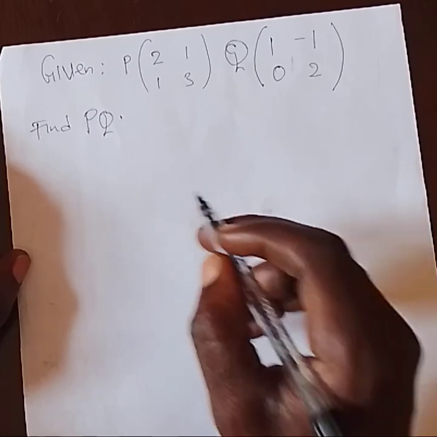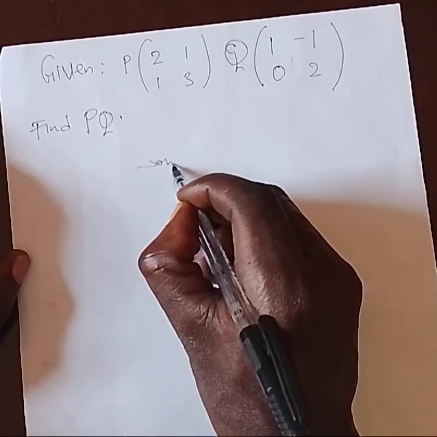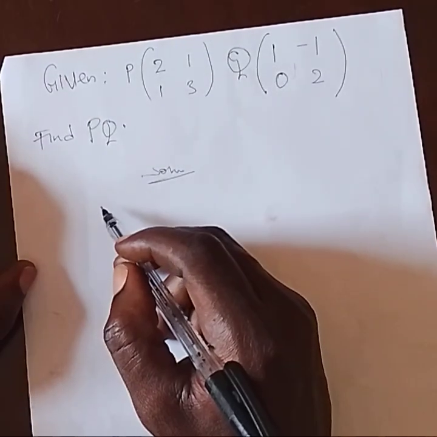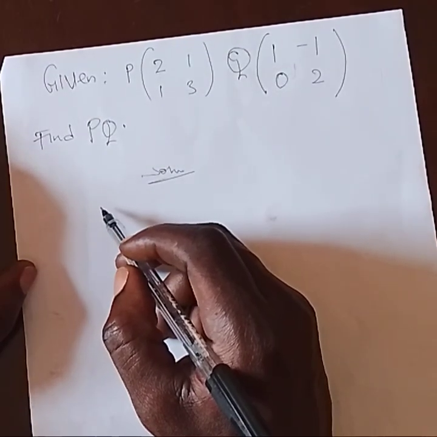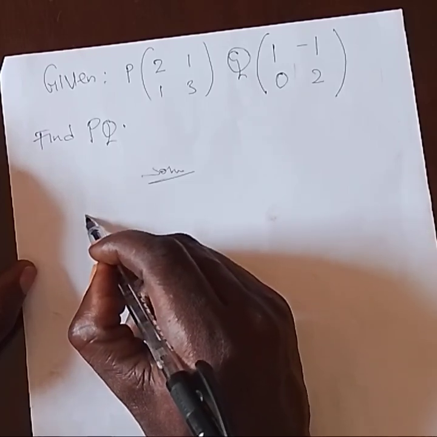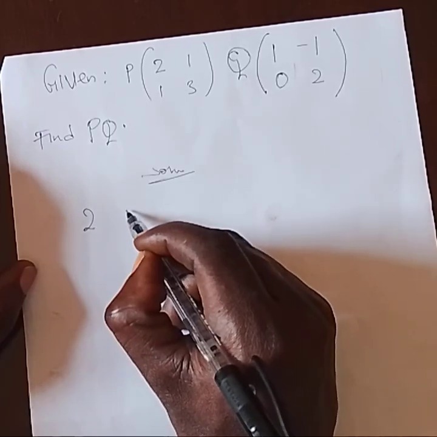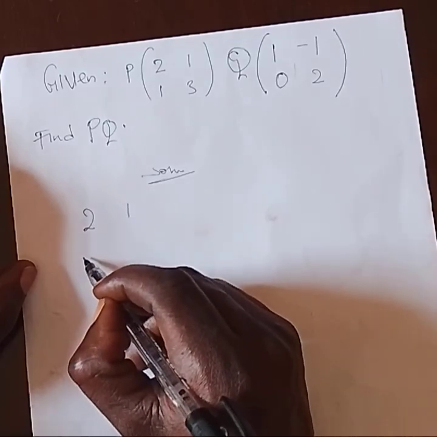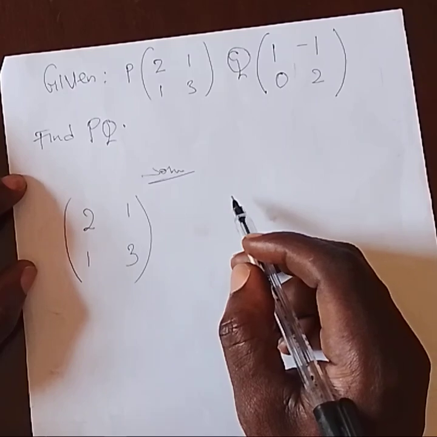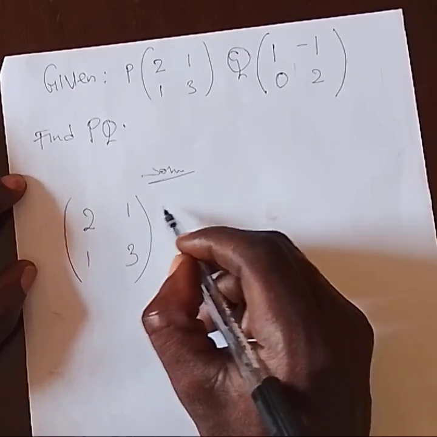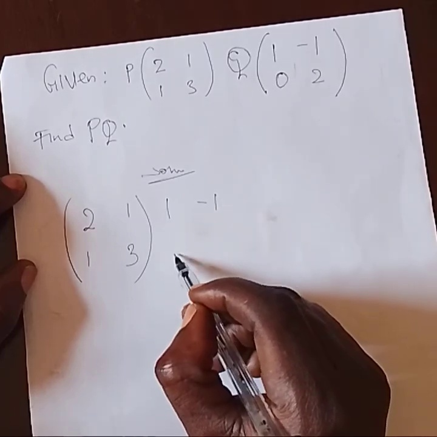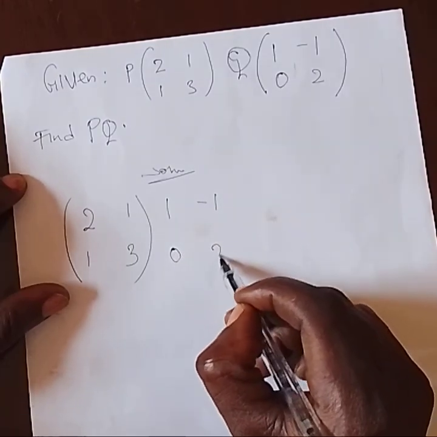What we are going to do in our solution: they have already given us P and Q. So now we shall have P, which is 2, 1, then 1, 3. What about Q? Our Q is given to be 1, -1, then here we have 0 and 2.